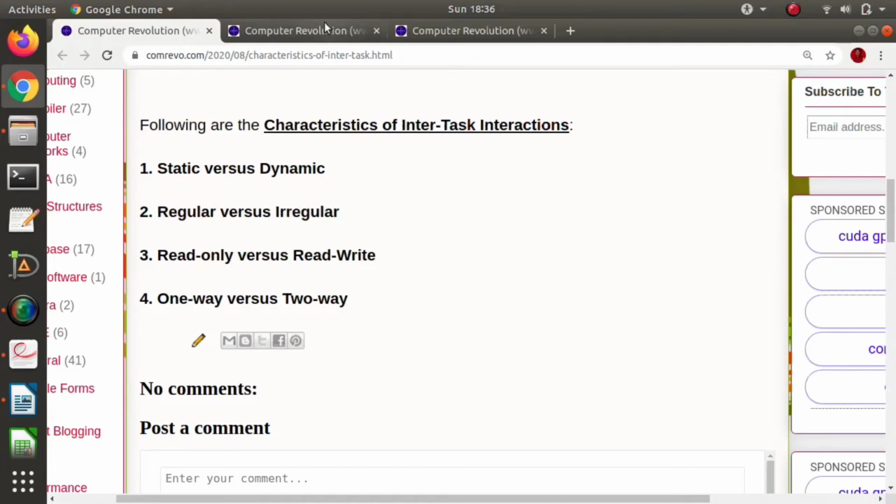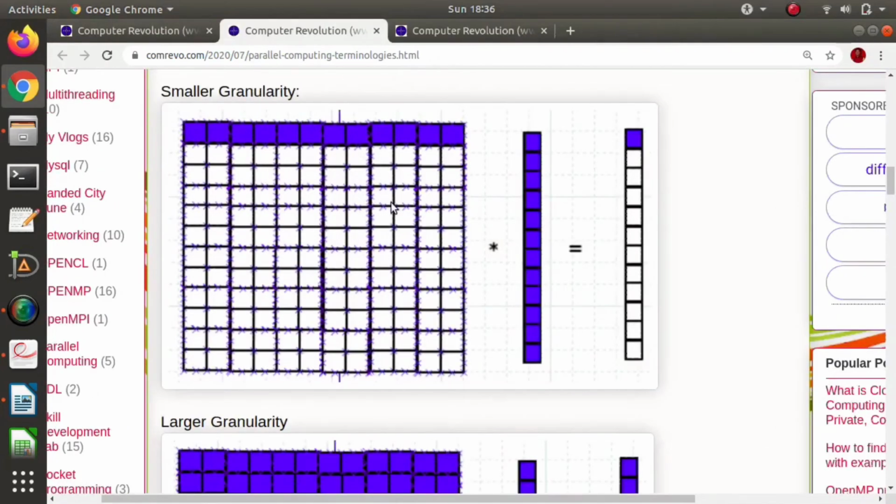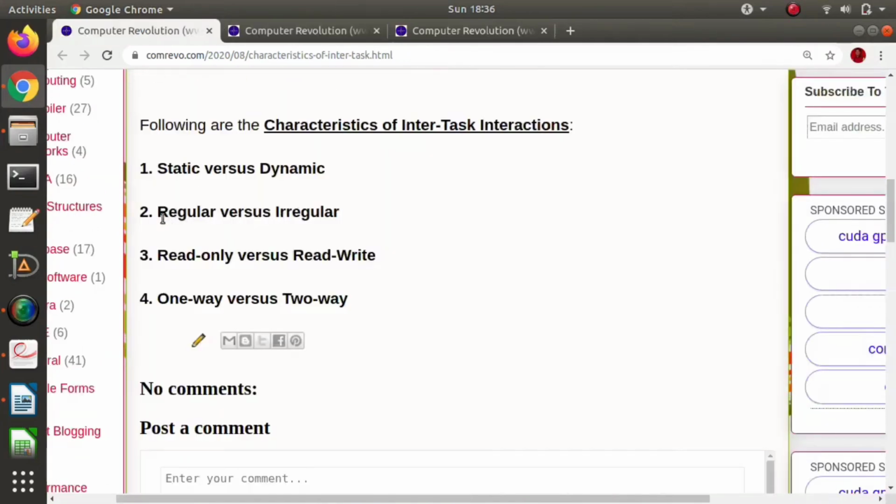For example, look at this. Here we are multiplying one matrix with one vector and we are getting a resultant matrix. So here we know at what time data will be shared among the different tasks and how much data is shared. General multiplication of one matrix with a vector is an example of regular interaction.